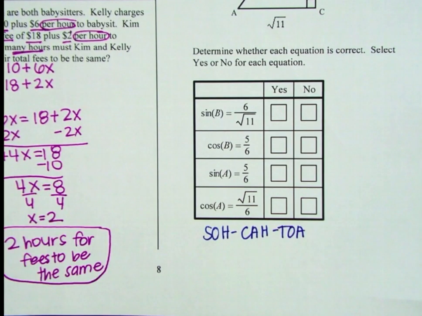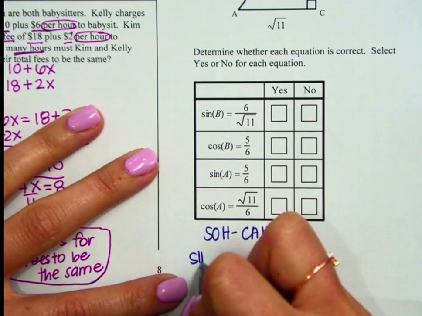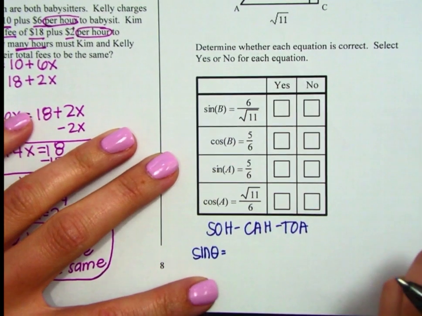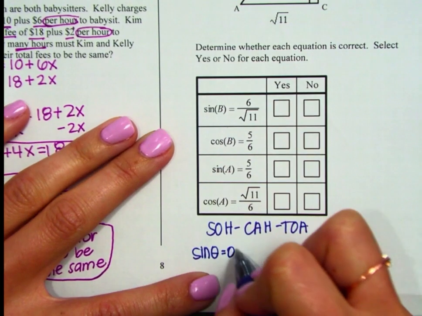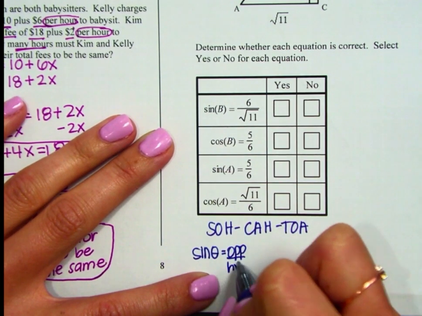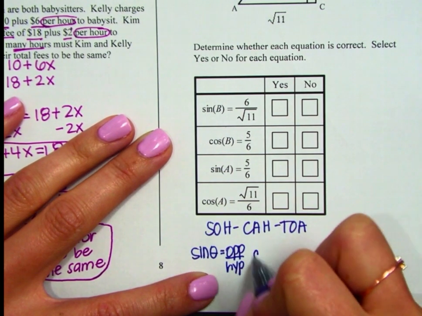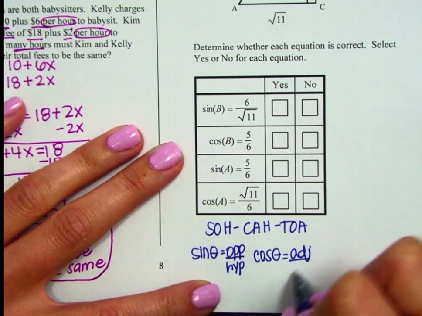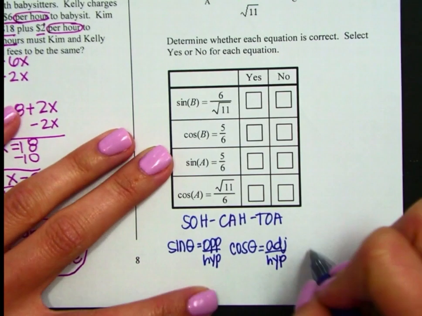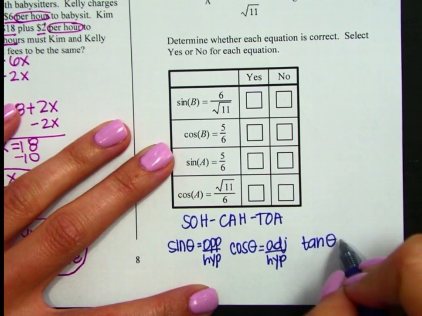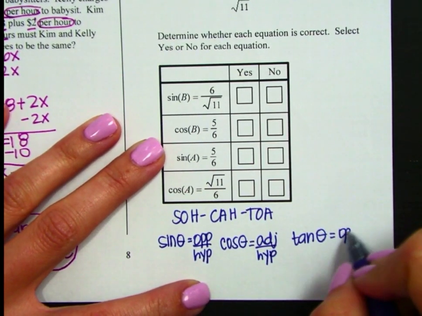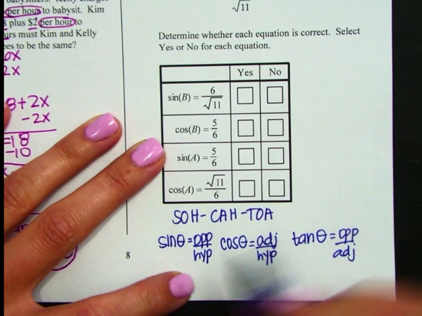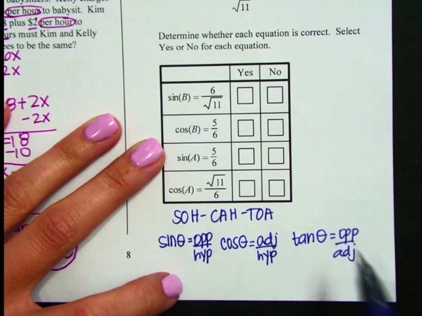Hopefully you remember it from geometry, where sine of an angle is going to be the ratio of the opposite side over the hypotenuse. Then you have cosine of an angle. It's the ratio of the adjacent side over the hypotenuse. And then your tangent is going to be the ratio of the opposite side over adjacent. So that's SOHCAHTOA written out for you, okay?